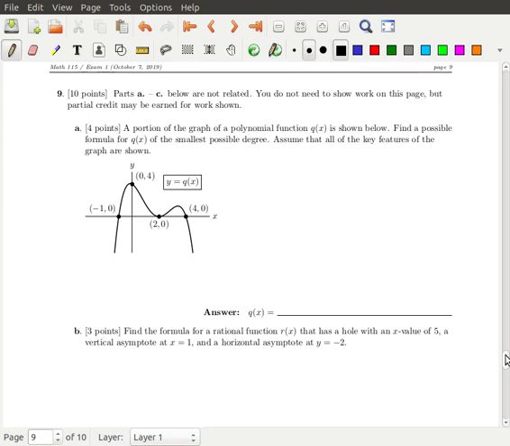A portion of the graph of a polynomial is shown below. Find a possible formula for q of x of the smallest possible degree. It is a polynomial. Assume the key features of the graph are shown. So there's nothing to the left or to the right. This is all the important stuff we need to know.